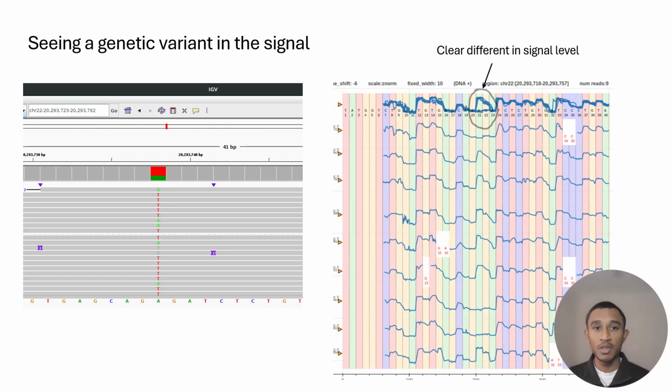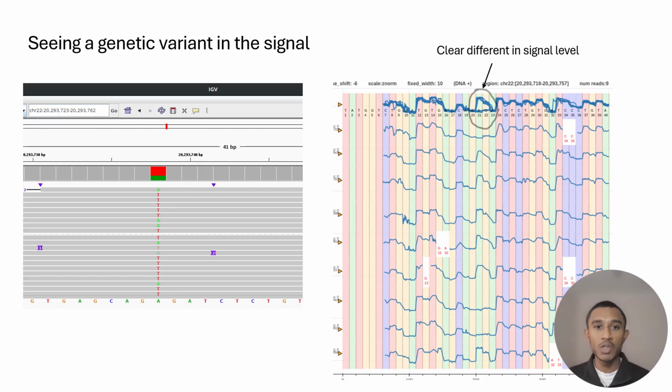So what does being able to see the signal actually buy us? Here's the first example. This is a single spot in the genome where one DNA letter differs between molecules. Some reads carry an A here, others carry a T. That's a genetic variant, the kind of difference that can matter in disease. On the left, you are looking at it in the usual way, in the letters. On the right, you are seeing the very same spot in the raw signal.